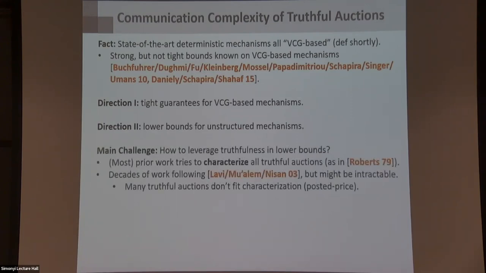So this is just repeating the motivation slide. And like I mentioned, the main challenge here is how do we normally prove communication lower bounds? We have lots of tools for proving communication lower bounds, but they apply to all protocols, right? And we need a communication lower bound that only applies to truthful protocols, but would not rule out the existence of a normal protocol, because normal protocols exist.